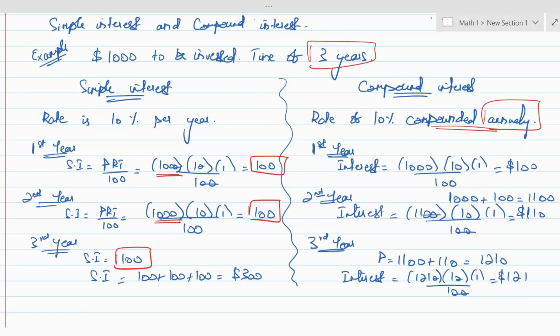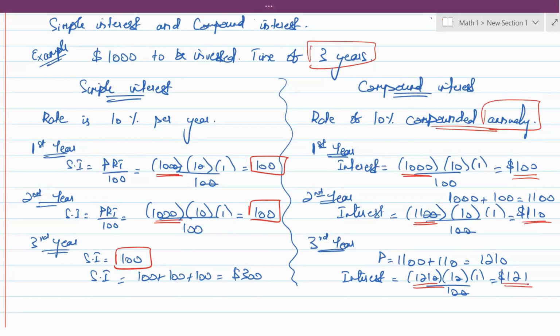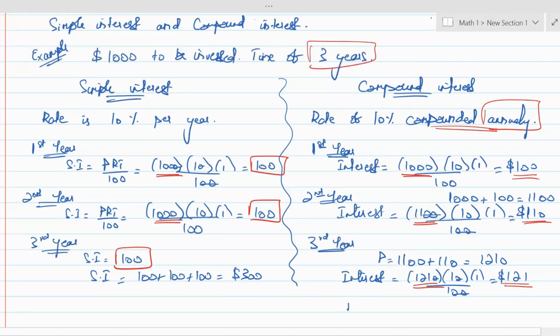But in case of compound interest, principal keeps on changing. $1000, 1100, and then 1210. And so does the interest. After first year, interest was 100. After second year, interest was 110. After third year, the interest earned is 121. So that means the total interest earned after 3 years would be the interest for the 3 separate years, which is 100 plus 110 plus 121, and we are getting the 331.